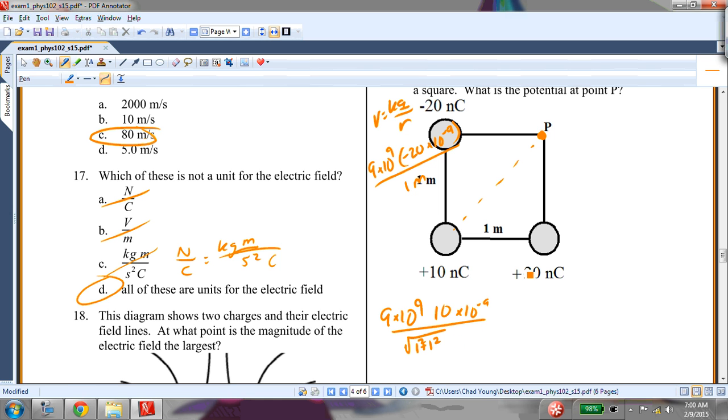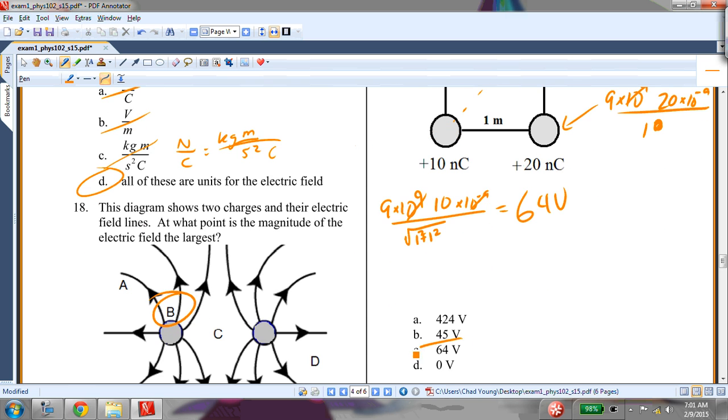And then I got this one, which is going to be 9 times 10 to the ninth, 20 times 10 to the minus 9, divided by 1 meter. All right, so I can go and cancel some of these out. This gives me negative 180. This gives me positive 180. So those two potentials cancel out. So I'm just left with whatever this is. 90 over the square root of 2. It's 64. Yep, C is the right answer.